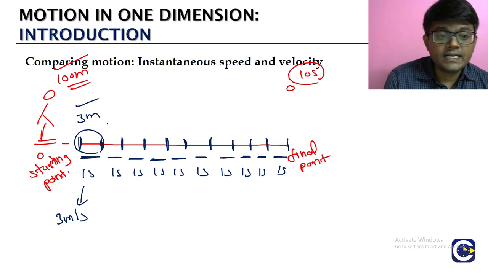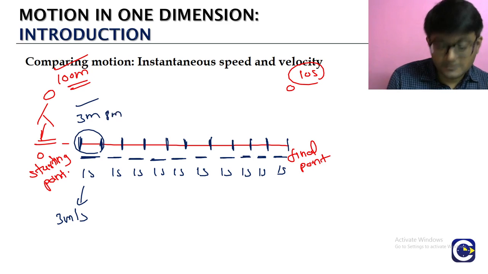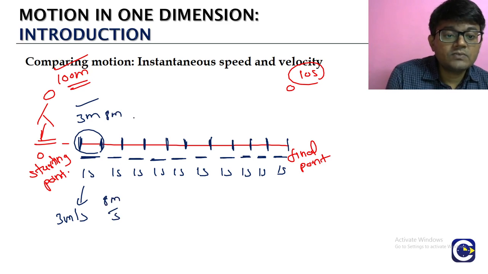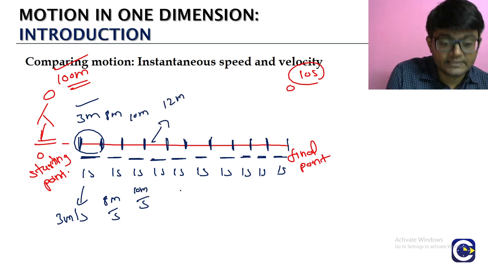In the next 1 second interval, he might cover some 8 meters. It will be what? 8 meter per second, his speed in this interval. In the next 1 second, he might cover some 10 meters. So here it is what? 10 meter per second. In the next 1 second interval, he might cover some 12 meters.